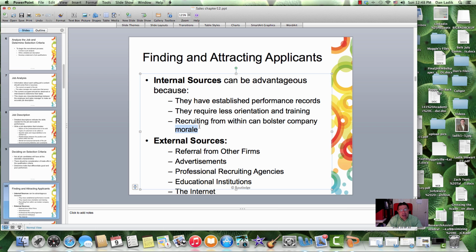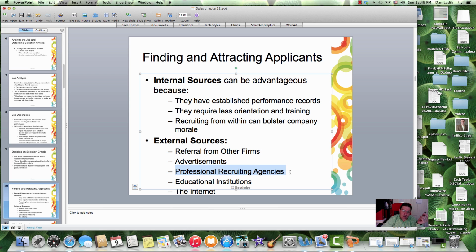It has the advantages of having your internal pool already. Now, sure, we can do external. We can go to headhunters. We can go to LinkedIn. We can get referrals from other firms, although that might be tough. Sure, we can put ads in Sales and Marketing Management and Selling Power or some of our industry trade magazines.